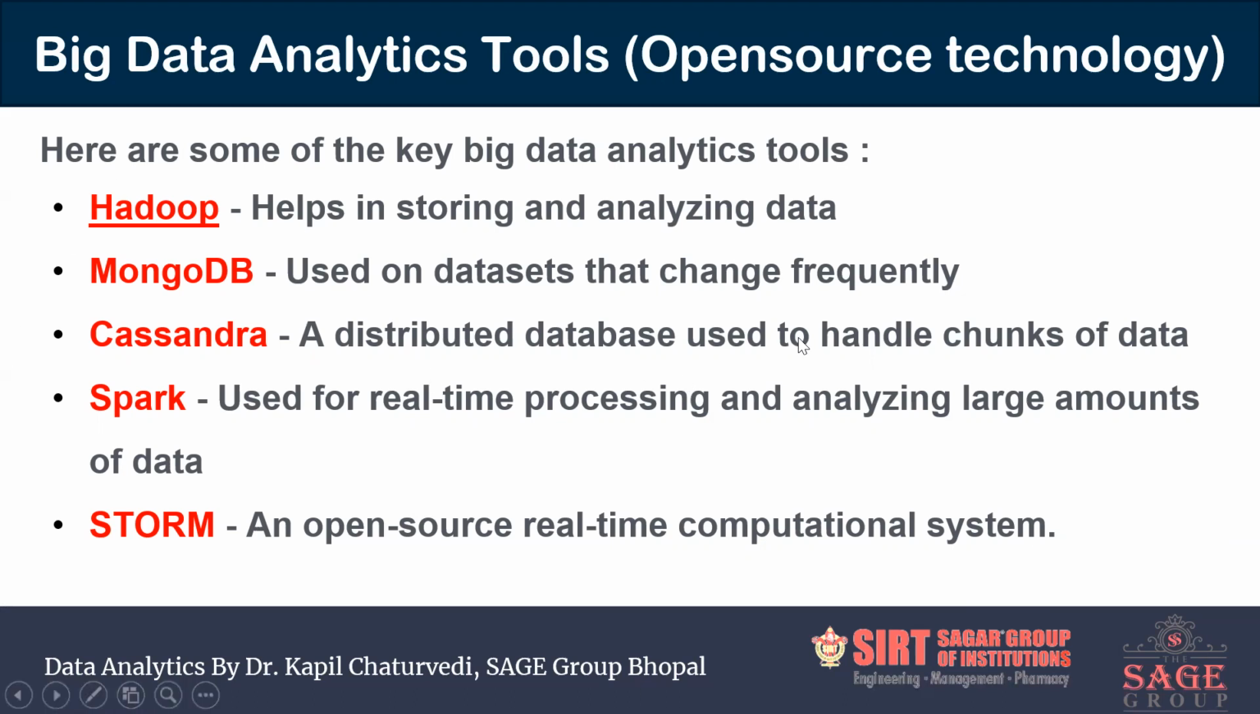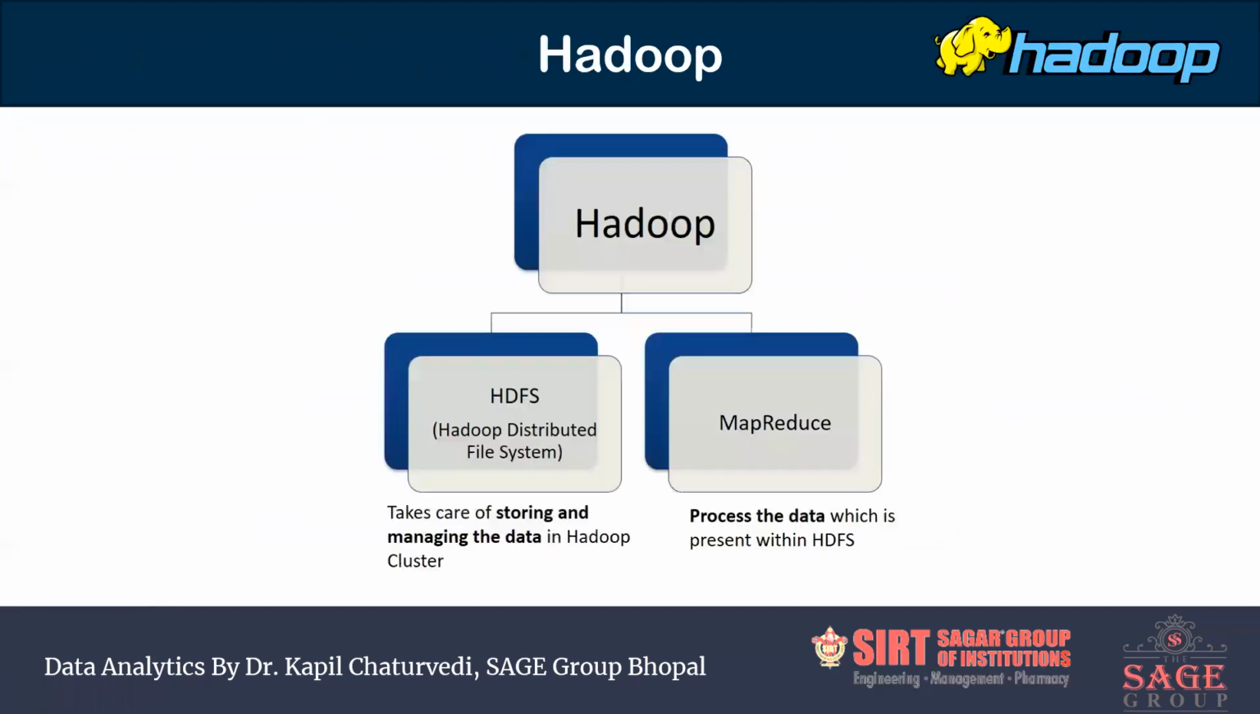Cassandra is a distributed database used to handle chunks of data, and Spark basically works like MapReduce, but it has a faster speed compared to MapReduce. It works 100 times faster than MapReduce. It is used for real-time processing and analyzing large amounts of data because Spark works very fast. Storm is an open source real-time computational system. So we have different open source tools. In further lectures, we will discuss each big data analytics tool in detail.